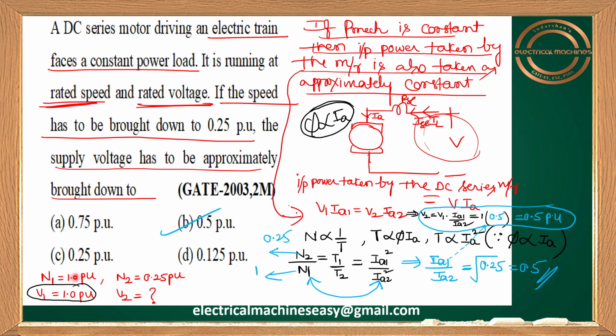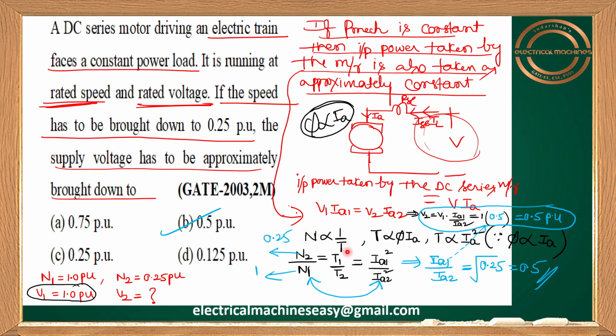So he's saying that if the speed has to be brought down to 0.25 per unit, the supply voltage has to be approximately brought down. If you want to reduce speed from 1.0 per unit to 0.25 per unit, how much voltage do I need to apply, he is asking. So okay, V2 you have to find out. So V2 I'll get as V1 into Ia1 by Ia2. Ia1 I already know, 1 per unit. The Ia1 by Ia2 value you have to find out. For that I'm using these relations.